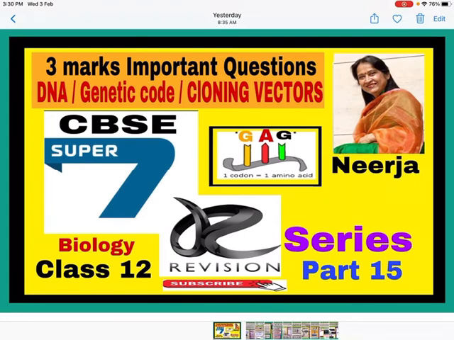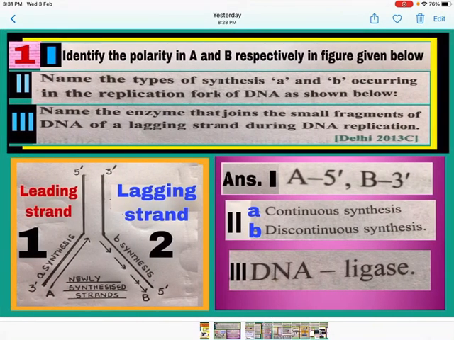Here we will discuss 3 marks questions based on DNA, genetic code and cloning vectors. Let us start with question number 1. It is based on replication of DNA, and replication starts with a small opening and this opening is called as replication fork.